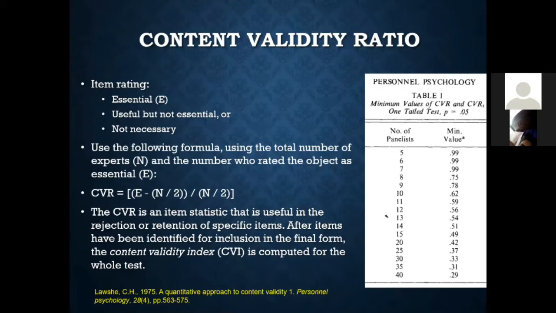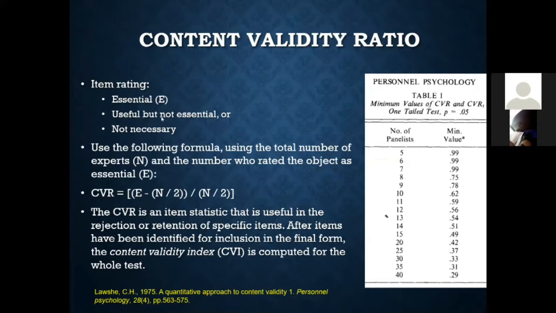I mean, some researchers can go straight away to CVI, but in some studies they started with the content validity ratio first, because this one is just to screen out not relevant or not essential questions. Yeah, this is just to screen out.